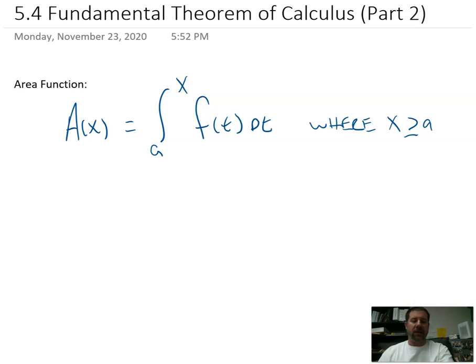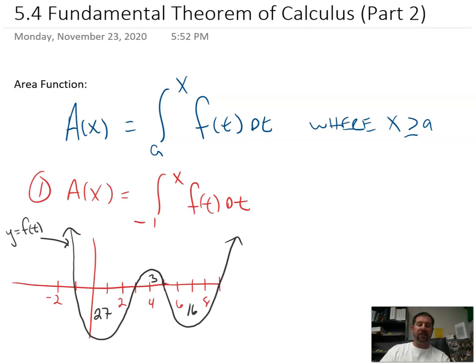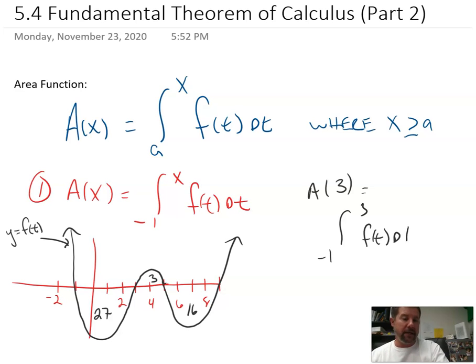All right? Let me show you a quick example of this. Okay, so here is our area function. A of x is the integral from -1 to x of f of t dt. And we're given a graph of f of t right here. And so we're going to first try to find A of 3. So that would mean that I'm going to try to find the integral from -1 to 3 of f of t dt. And so again, what we mean by this is the area function. Now this is just the area under the curve from -1 to 3. And so now, using what we talked about yesterday, since that is the area underneath the x-axis, we would say that this is -27.